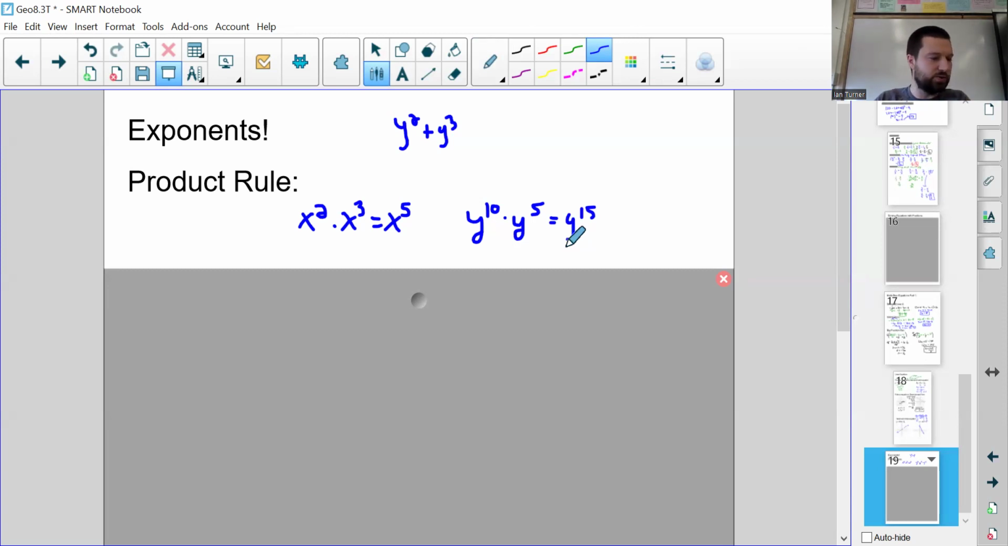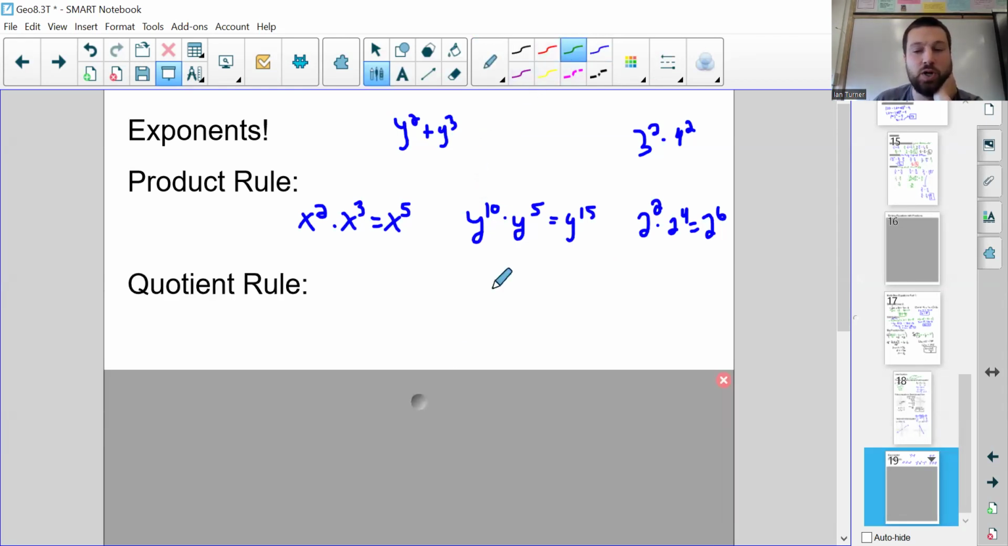You can also do this with real numbers, like in your examples, where you had 2 to the 4th times 2 to the 2nd. That gives you 2 to the 6th. You can do it with numbers, but it's got to be a 2. We can't do this if we have 3 squared times 4 squared. Obviously that doesn't work, okay? So that's the product rule.